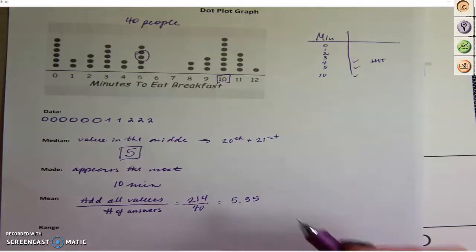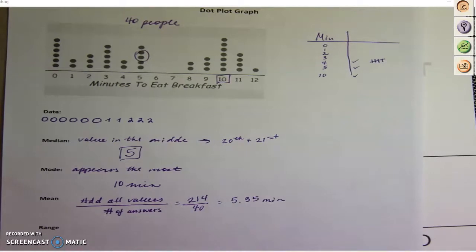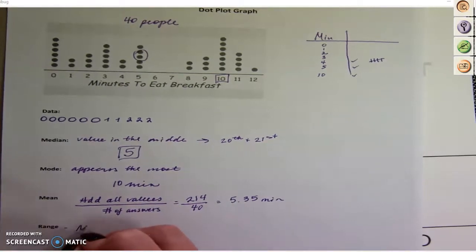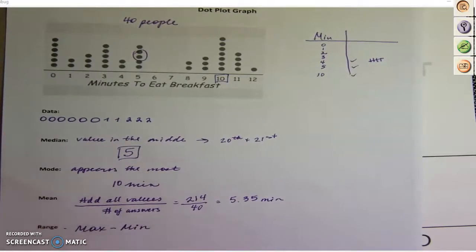So it is common for the mean not to be a whole number. So 5 and 35 hundredths of a minute is our response. And then the range is maximum minus minimum. It is the difference between the minimum and the maximum values.